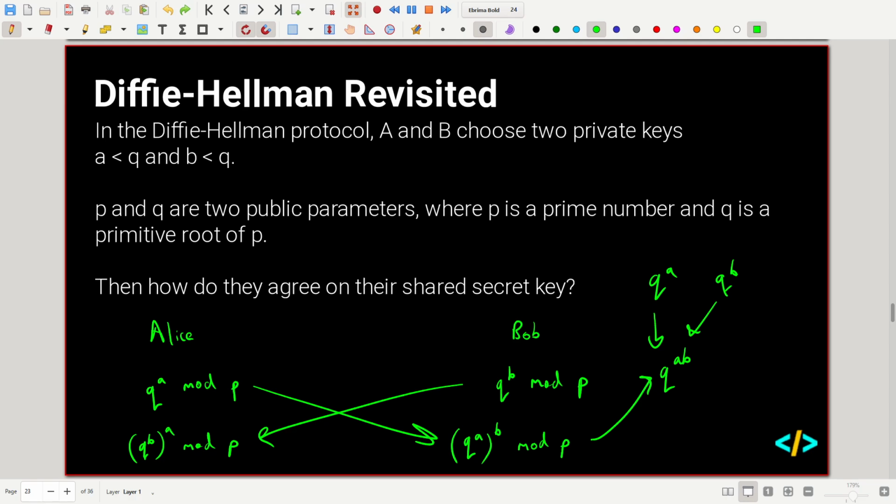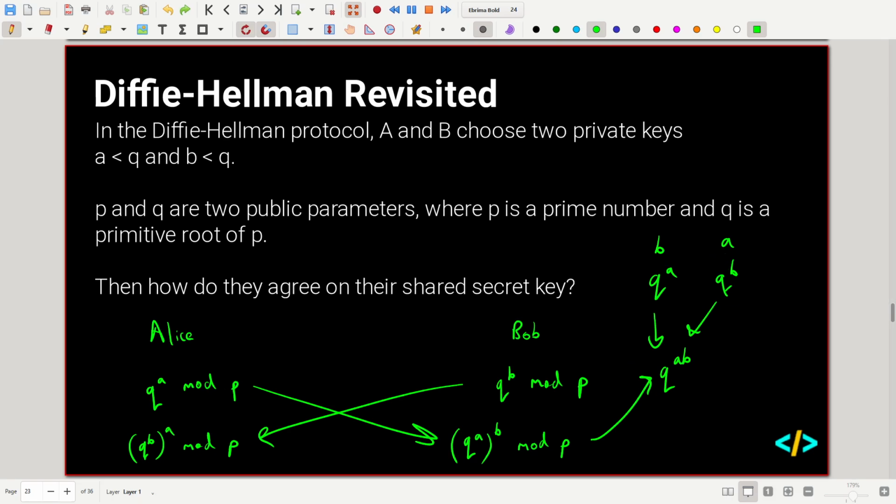But if we know one of the keys, so if we know Q to the A and we know B, or we know Q to the B and we know A, then it's trivial to get to this. We just raise it to the power of the private key. So that's Diffie-Hellman. Now, can anyone think of a vulnerability in Diffie-Hellman? We're not counting this as a vulnerability. We assume that this process is secure and it's hard to go from here and here to here.